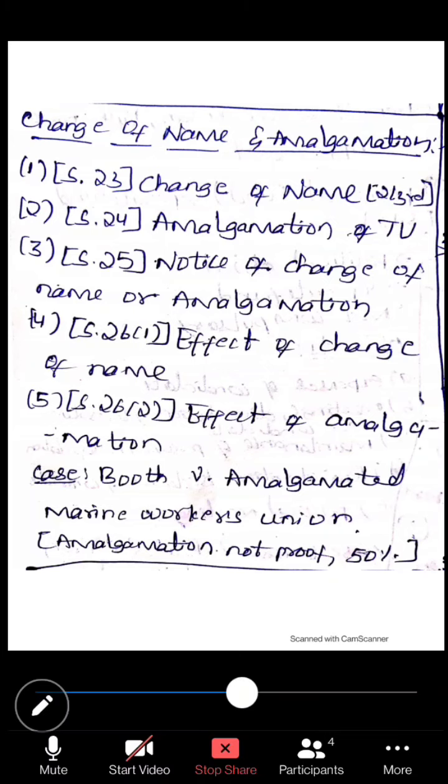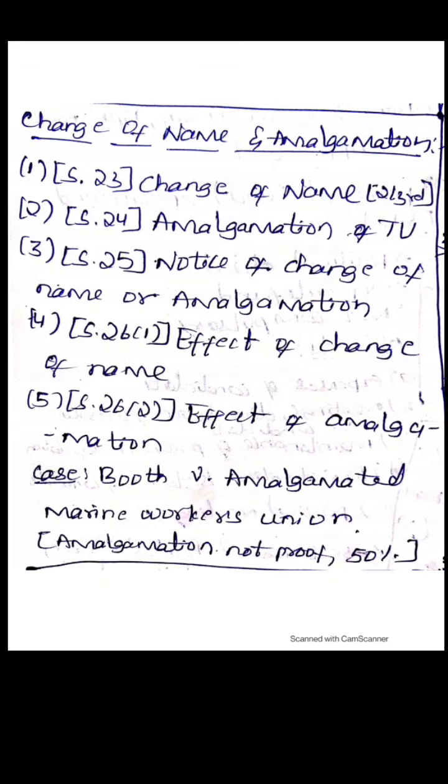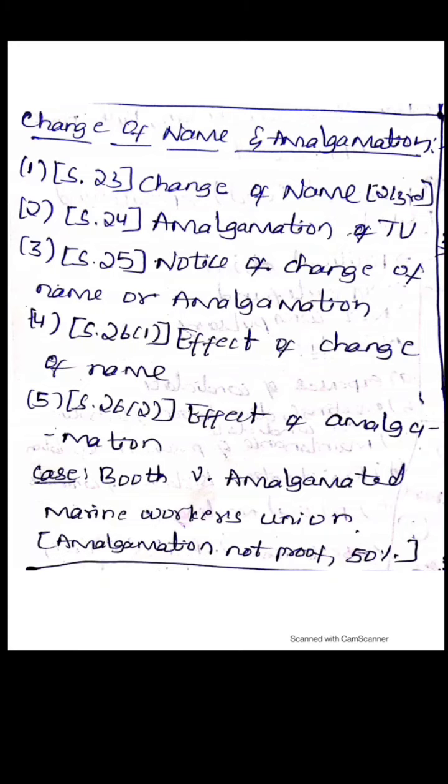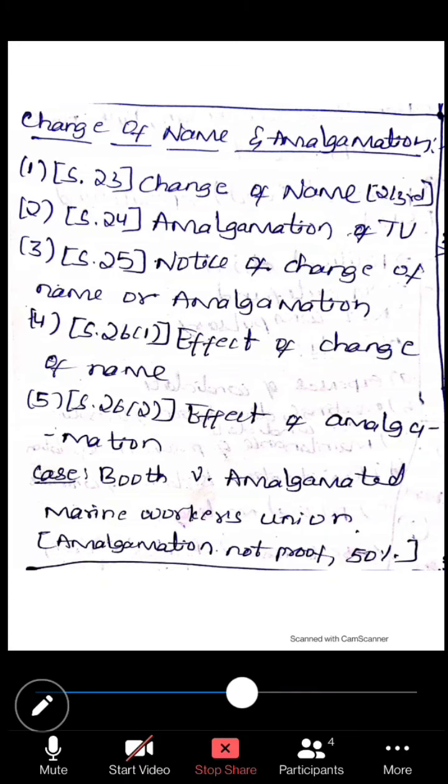So how can they get amalgamated? They have to provide notice in writing of the change of name or amalgamation, signed by 7 members of the trade union and the secretary, and they should give this notice to the registrar. And if the registrar is satisfied, he will change the name or amalgamate them.